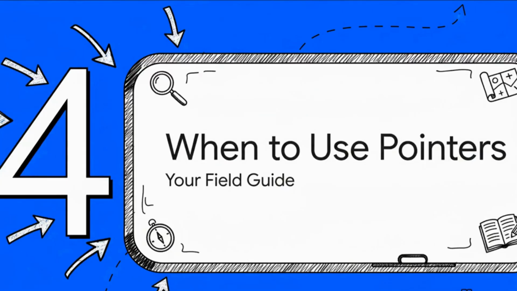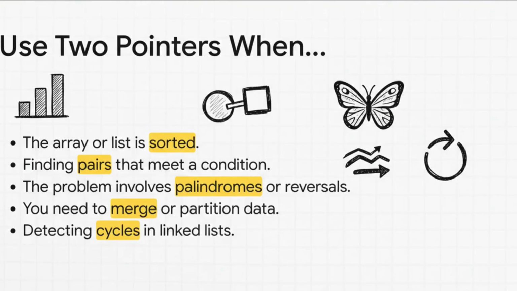So now that you've seen it work, the big question is, when should this technique actually pop into your head? Let's build a quick field guide so you know exactly when to reach for it. Your two-pointer alarm bells should start ringing anytime you see a sorted array, and the problem involves finding pairs that meet some condition. It's also your absolute go-to for anything with palindromes or if you need to reverse something in place. And yeah, for more advanced stuff, it's crucial for merging data or hunting for cycles in linked lists.